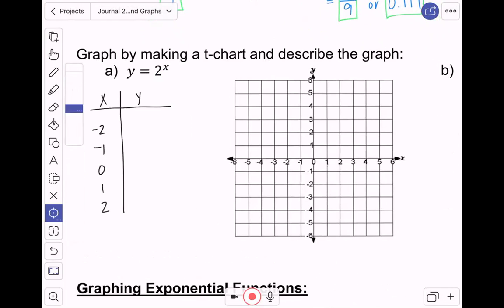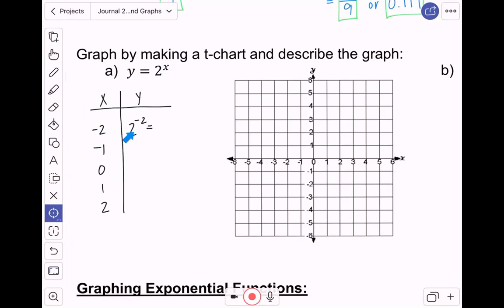So some negative, a 0 is always a good one to throw in, and then some positive numbers. These are x values that I'm going to plug in for x and then just figure out what our y is, so that I can get my coordinates. So 2 to the -2 power.